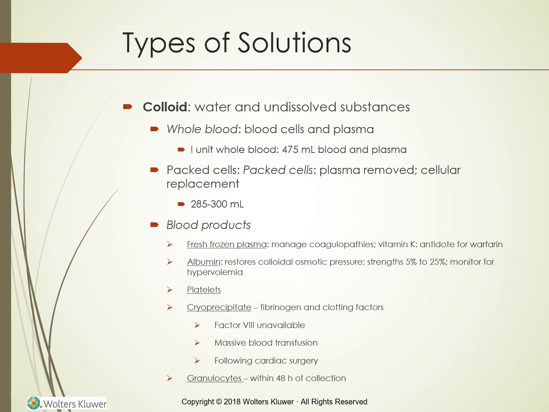Granulocytes are white blood cells, also known as polymorphonuclear leukocytes, specifically neutrophils, eosinophils, and basophils. Neutrophils are the major type of blood cell that defend against infection. So a person with a low granulocyte or neutrophil count is highly susceptible to succumbing to a life-threatening infection. Granulocytes are separated from whole blood and must be transfused within 48 hours.